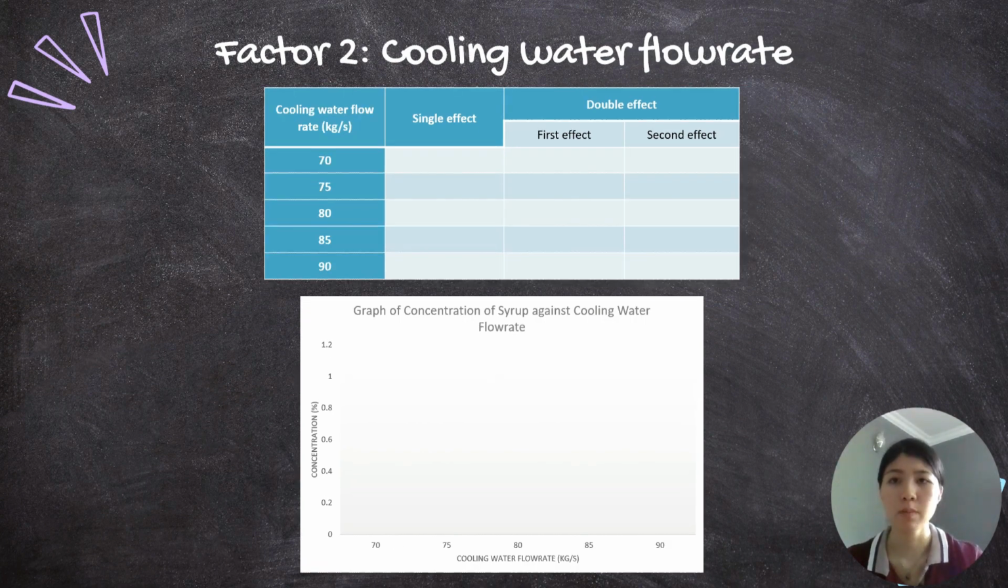The second operating condition is the cooling water flow rate. The following shows the data table and the graph of concentration of syrup against cooling water flow rate. Again, both experiments of single and double effect will be operated under the same condition, which use the same cooling water flow rate to compare their performance.